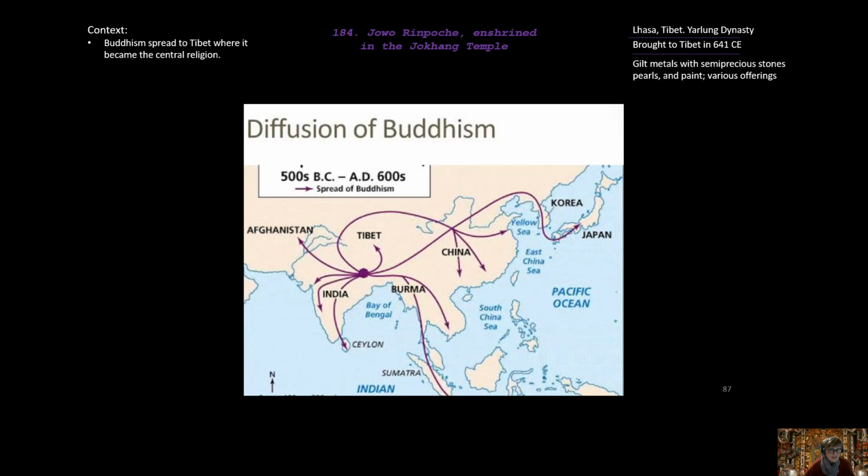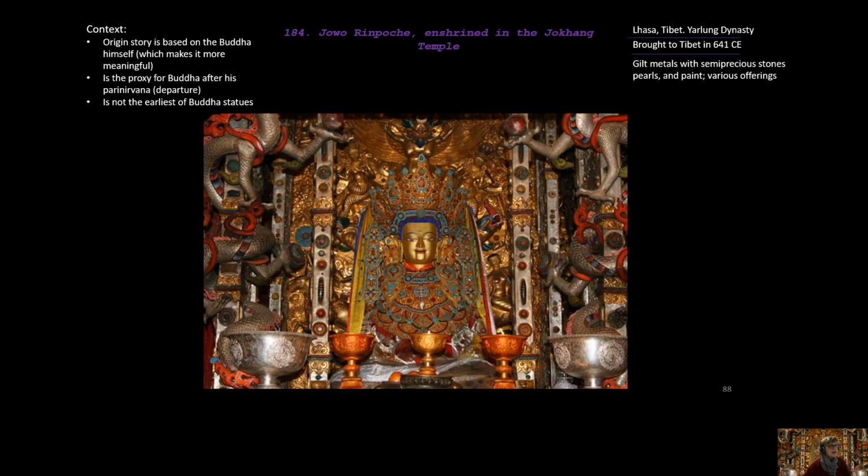So the biggest context is that out of India came Buddhism, and it went to where all these purple arrows are, including the country of Tibet. And Buddhism is the main religion of Tibet today.